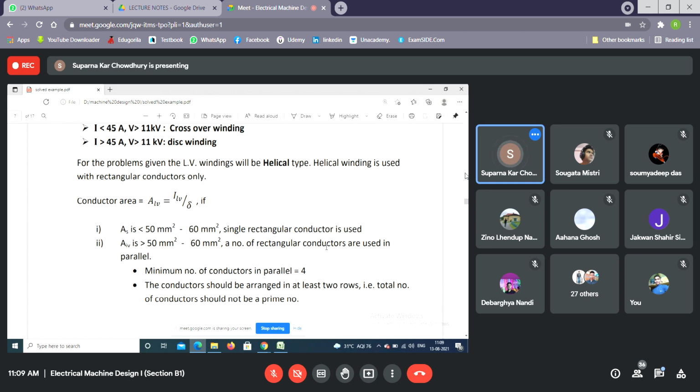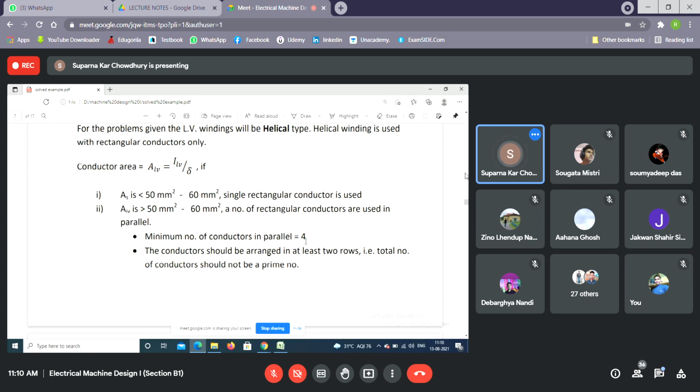If we want to have at least 4 conductors, then the area of each conductor will be 100 by 4, that is 25. This value is the maximum; we can have less than this. The conductors are arranged at least in 2 rows. The total number of conductors should not be a prime number. That's why we start from 4.